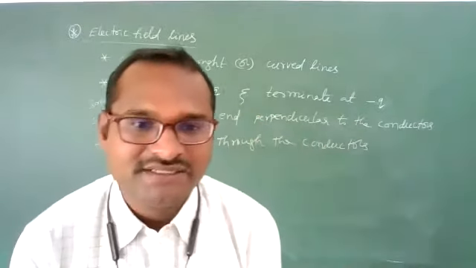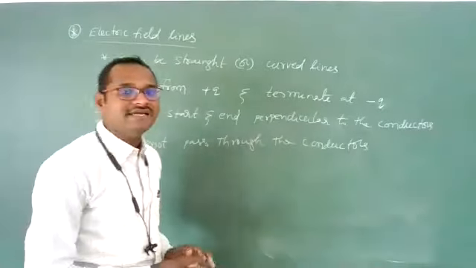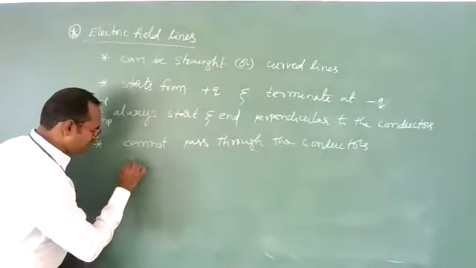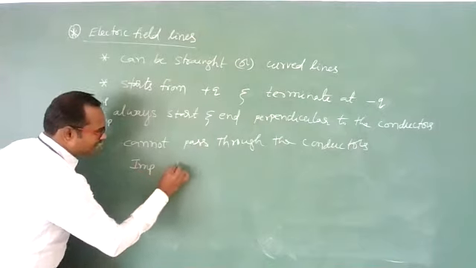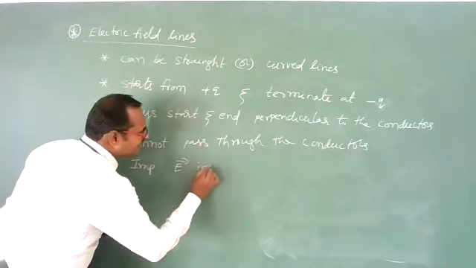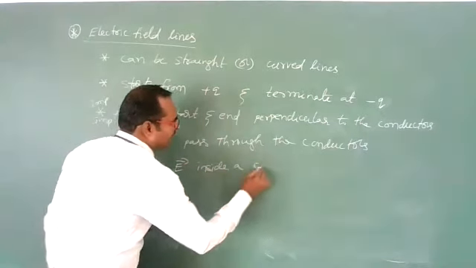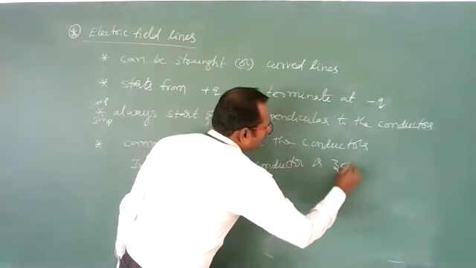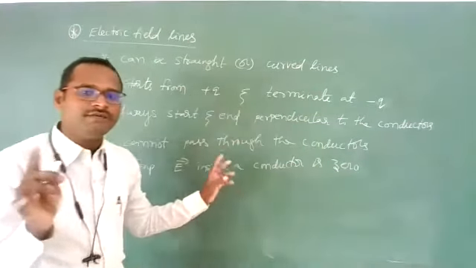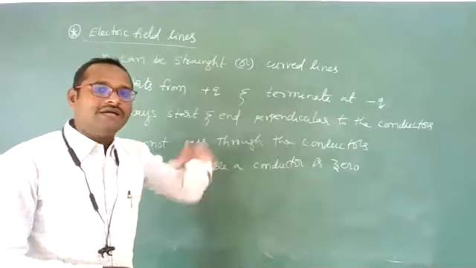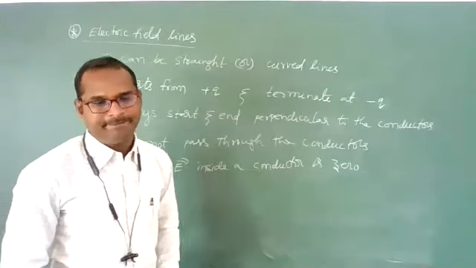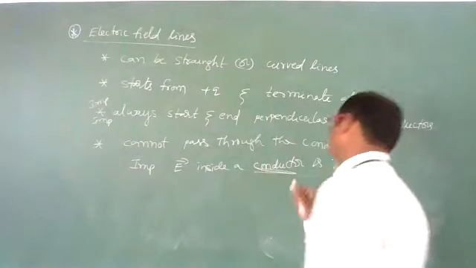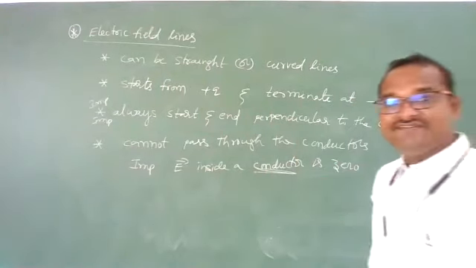Inside the conductor, there are no electric field lines. So we can say that inside a conductor, the electric field strength will be zero. Very important point. The electric field inside a conductor is zero. From this, we will get many conclusions, so you need to remember this point. Inside a conductor, the electric field is always zero.